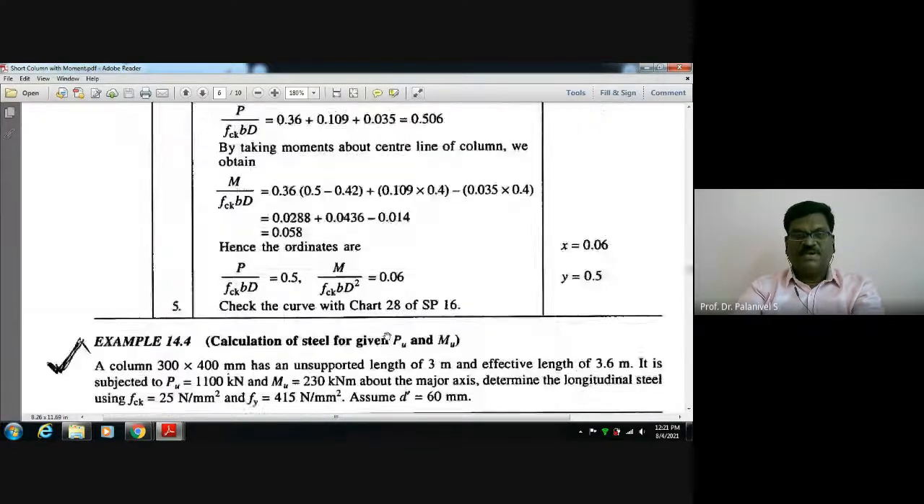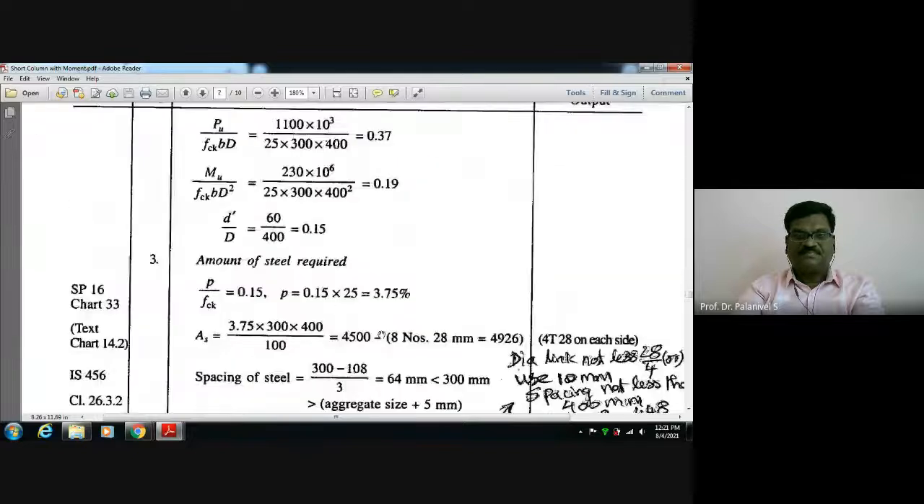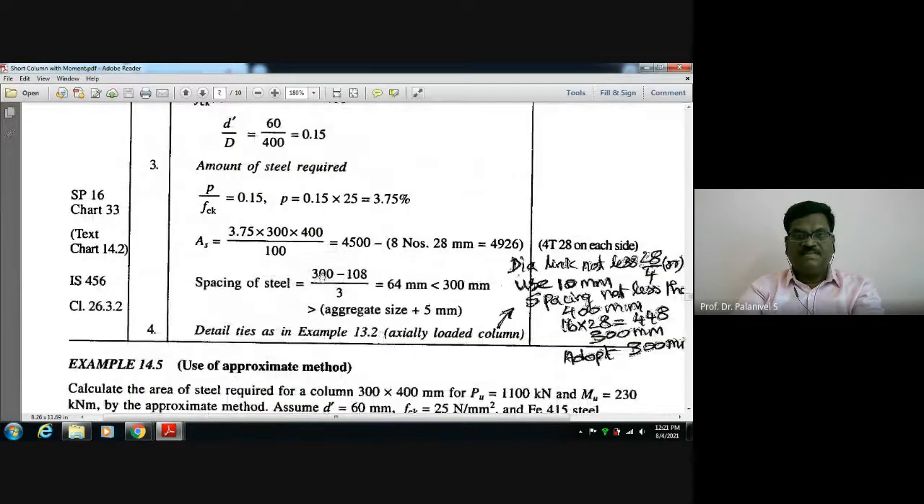Okay, that's what the author has done. See here, 300 minus 108 divided by 3, 64 mm. It is less than 300 mm. The spacing between the bars should not exceed that. Definitely it will not exceed. It is less than 300 mm. But you have to show it. You have checked everything, all the code provisions, and you have to show that in your computation. Less than 300 mm.